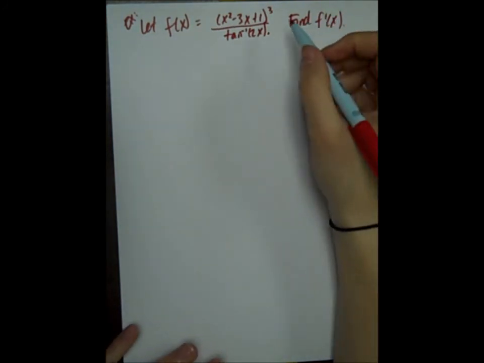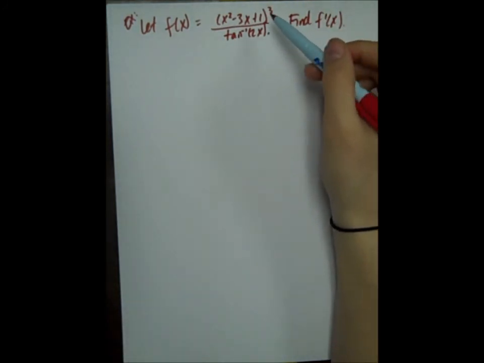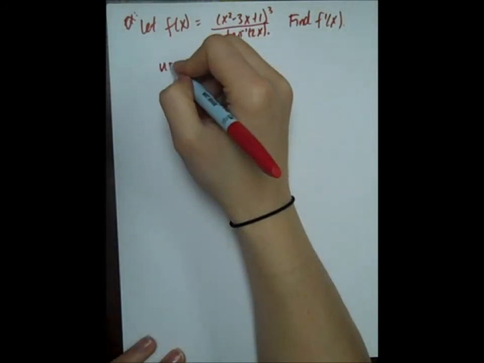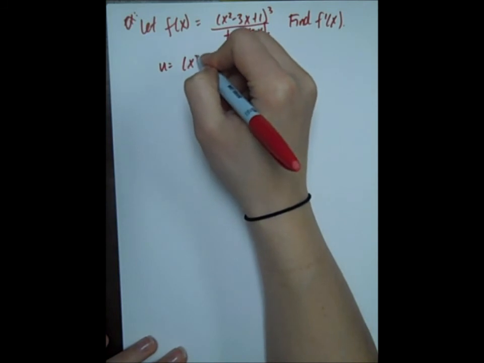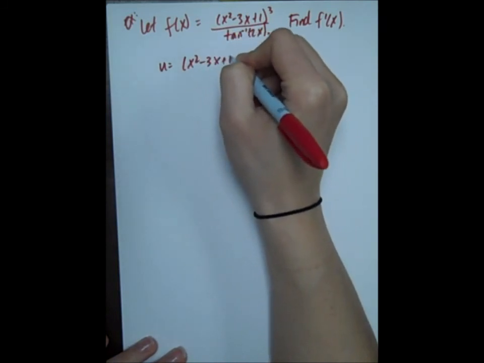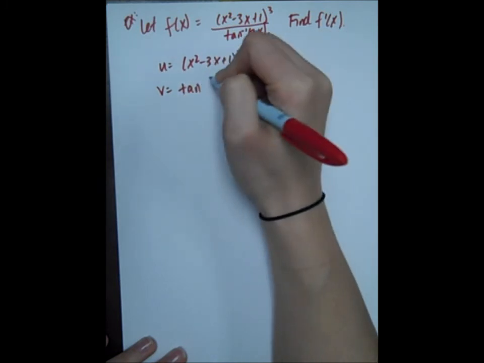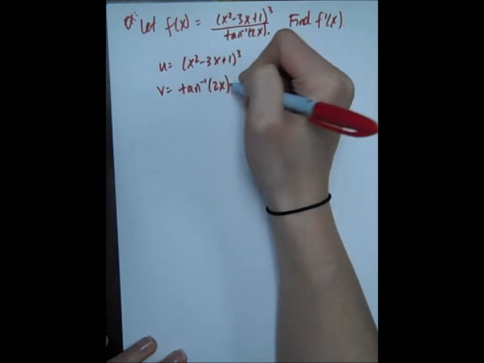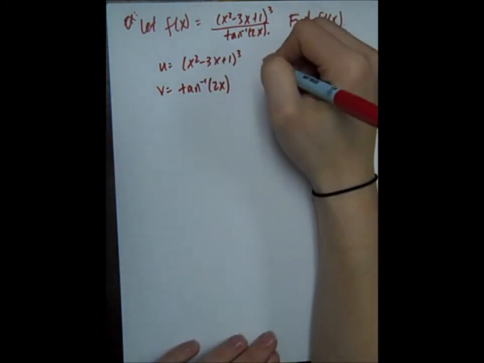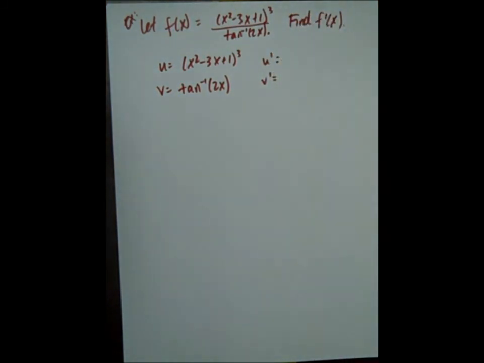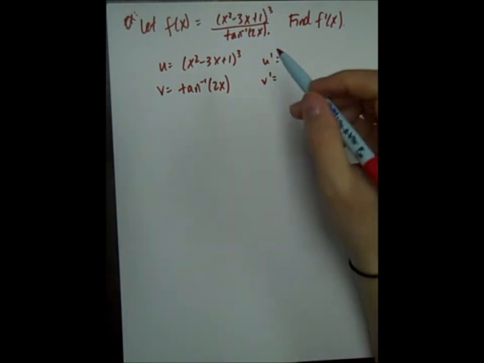Okay, so our function is x squared minus 3x plus 1 cubed divided by tan inverse of 2x. So this is a quotient. So I'm going to let u be the numerator. I'm going to let v be the denominator. I just need to find u prime and I need to find v prime. Then I'll just plug it into my quotient rule. So let's start with u prime.